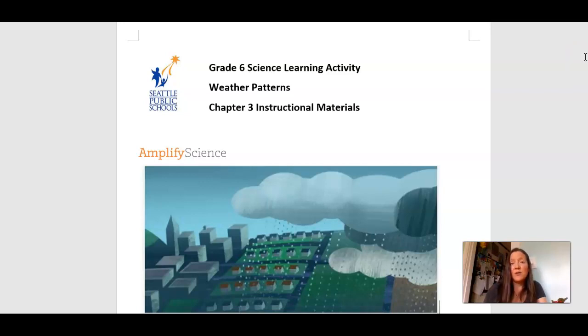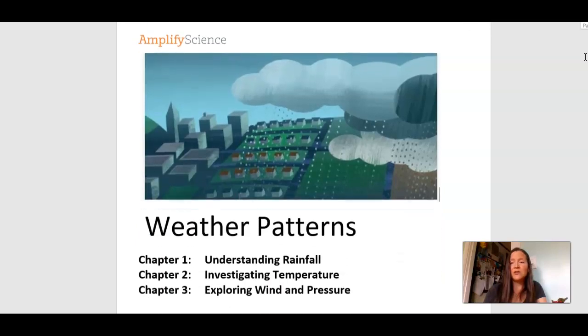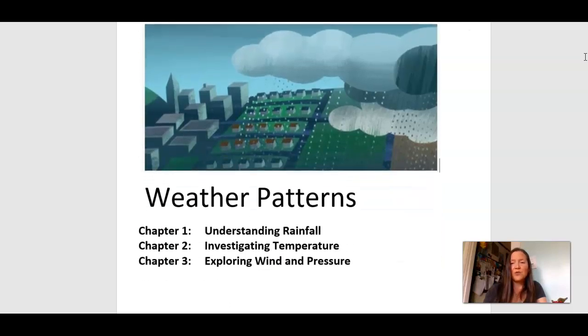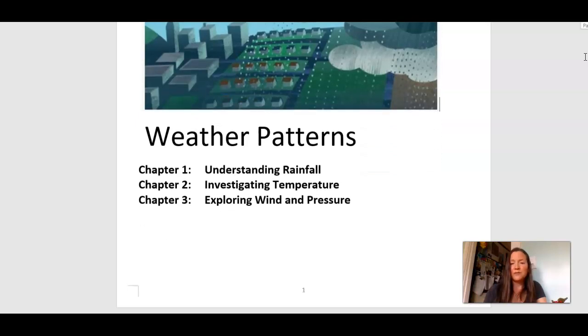So either you have a packet, a notebook, a piece of paper, a pencil, a pen, something to write with. You have some material so you can follow along and record your thinking. So we've done Chapter 1, Investigating Rainfall. We've done Chapter 2, Investigating Temperature, and now we're going to explore wind and pressure.